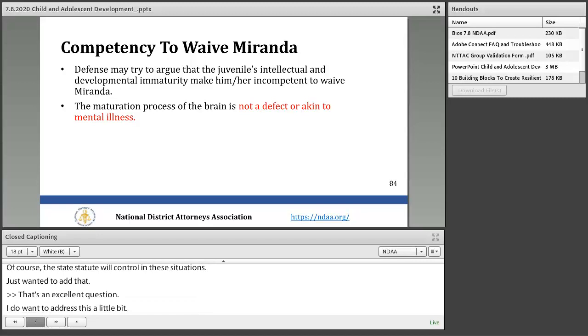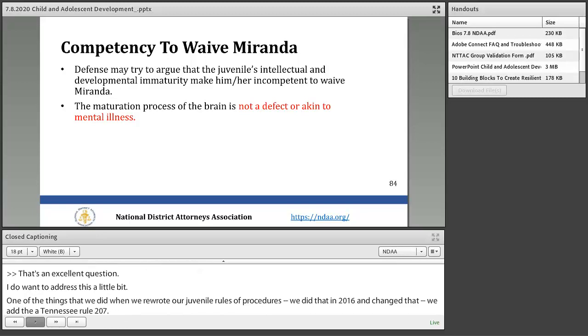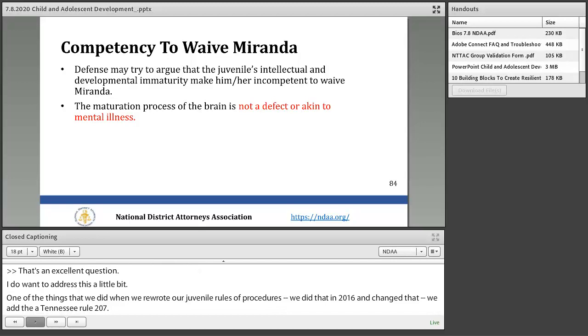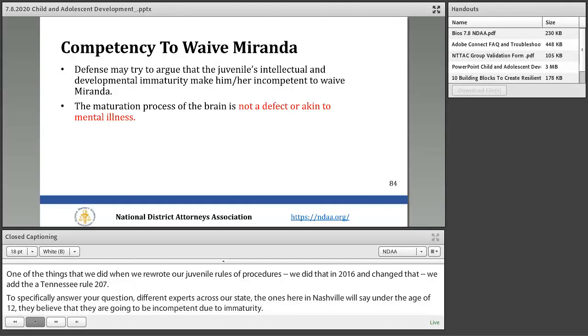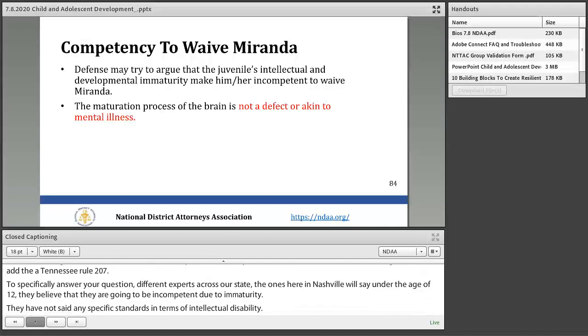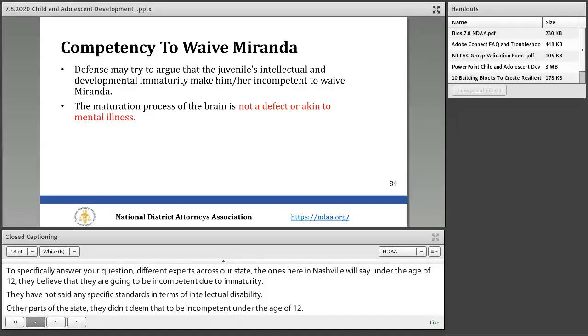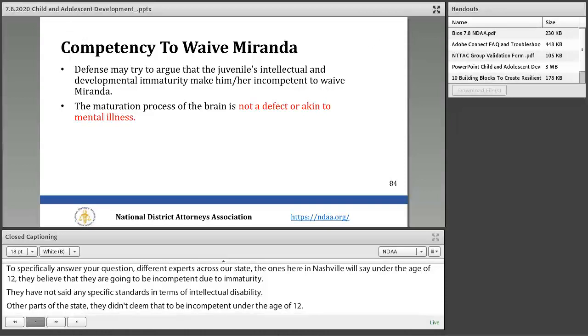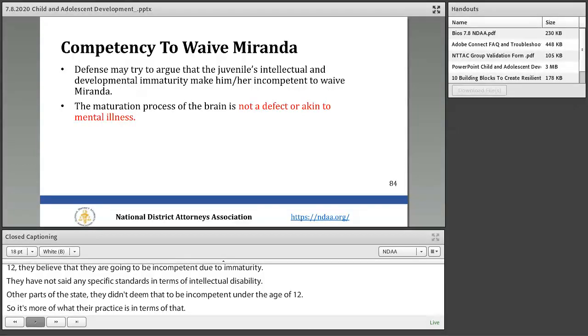Okay. I do want to address that a little bit. That's an excellent question. When we rewrote our juvenile rules of procedure in 2016 and changed it to juvenile rules of practice and procedure, we added a Tennessee Rule 207. To specifically answer your question, different experts across our state, the ones here in Nashville, will say that under the age of 12 they believe children are going to be incompetent due to immaturity. They have not set any specific standard in terms of intellectual disability. Other parts of the state don't deem that to be incompetent under the age of 12, so it's more of what their practice is.